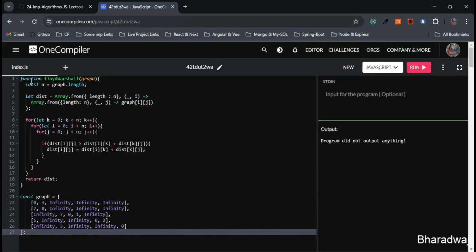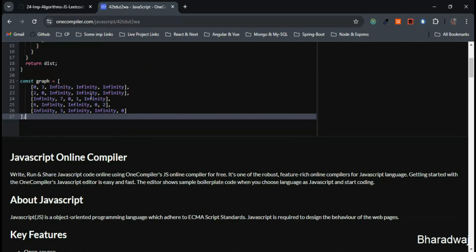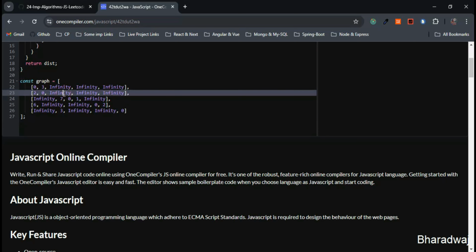I'll just take this example here. Let me construct the graph itself. What we have given here is the adjacency matrix representation of the graph. So here we have considered infinity. Infinity means there is no direct edge between the nodes. You don't have to worry about that. Infinity just means that there is no direct edge between the nodes.